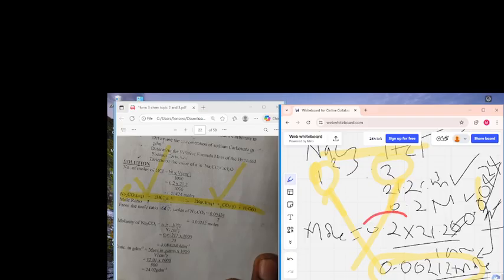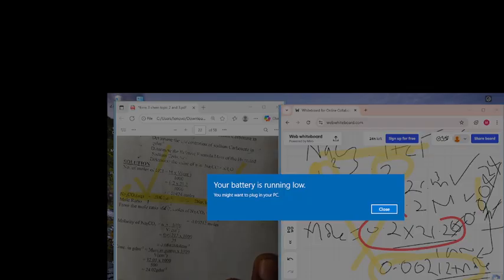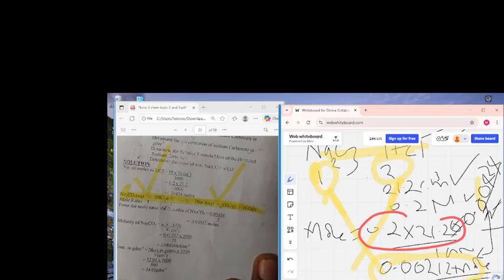0.2 times 21.2 divided by 1000. So divided by 1000, itatupatia 0.0424. So since mole ratio is 1:2, so we cross multiply. As to cross multiply tunapata ngapi? 0.0212 moles.